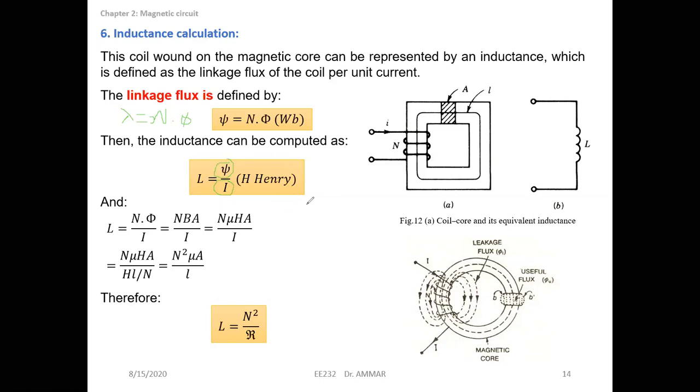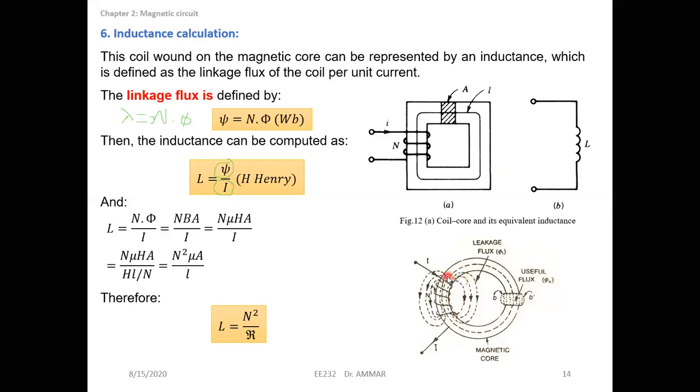What does a linkage flux mean? I didn't explain this point clearly in this presentation, I know. The total flux in the core, in the magnetic circuit, can be divided into linkage flux and leakage flux. The linkage flux is the flux that is kept in the core, the flux that will be transferred over the core. You can see this picture here. The linkage flux is the useful flux, because it's the flux that will be transferred in the core.